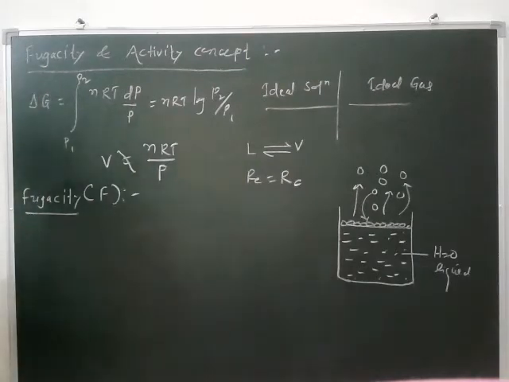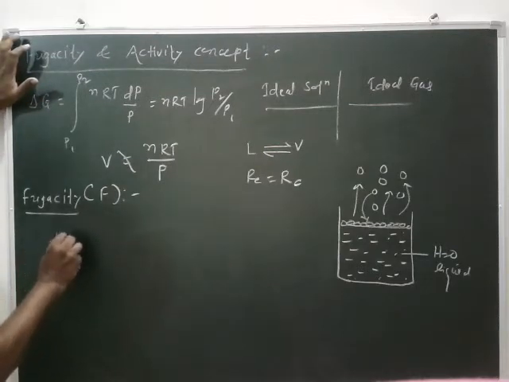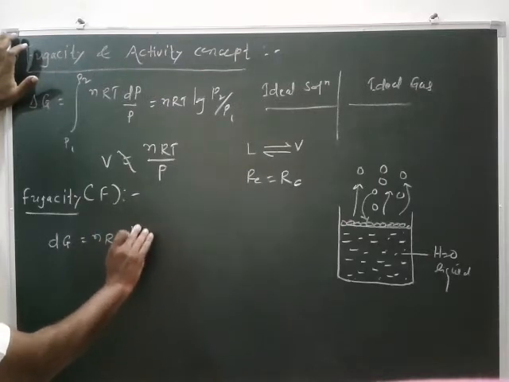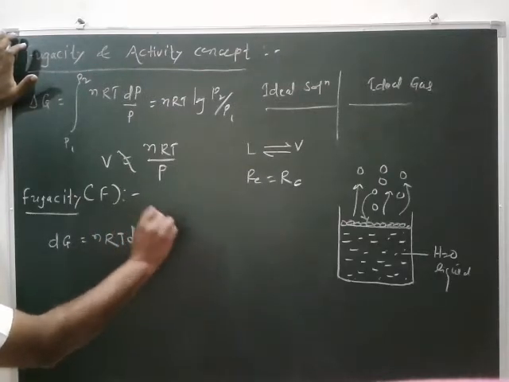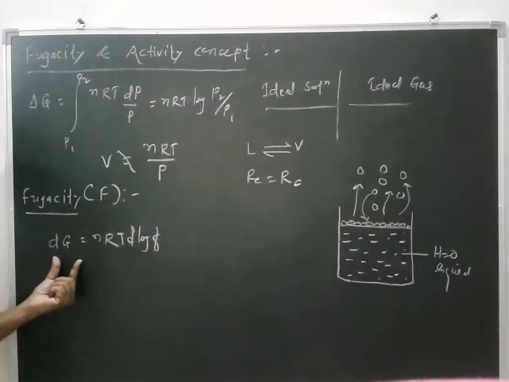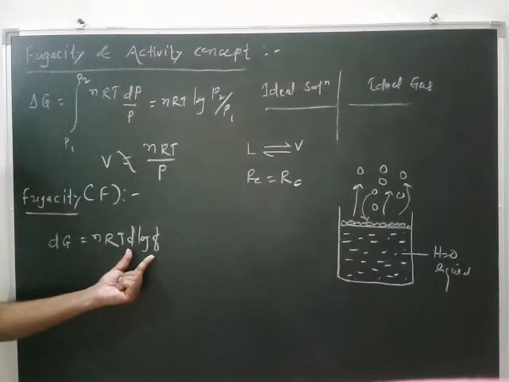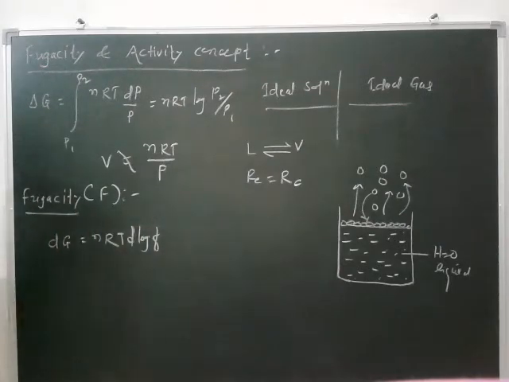Mathematically, fugacity is given by dG is equal to nRT d log F. Here dG is the infinitesimal change in Gibbs free energy, n is the number of moles of the gas, R is the gas constant, T is the absolute temperature, and d log F is the derivative of log of the fugacity. So fugacity is mathematically related to free energy according to this equation.